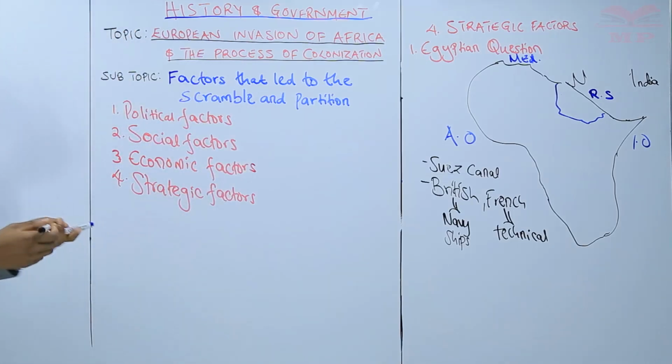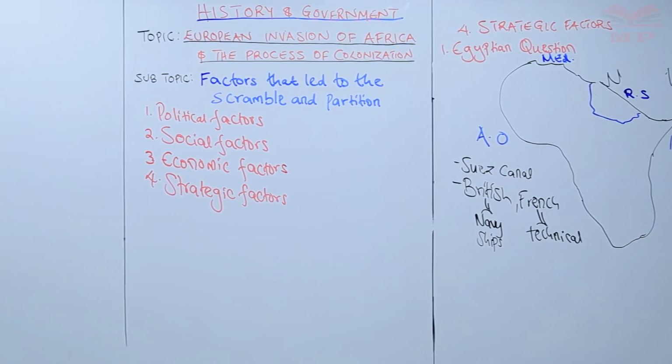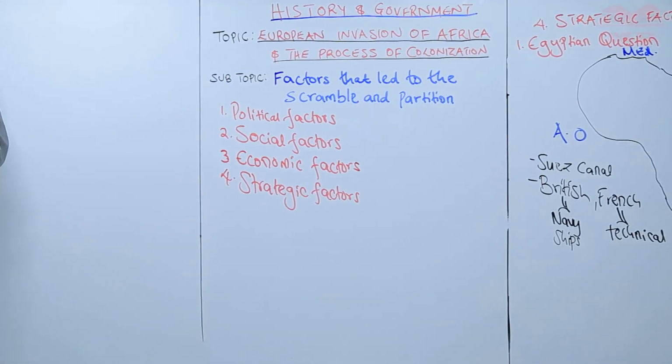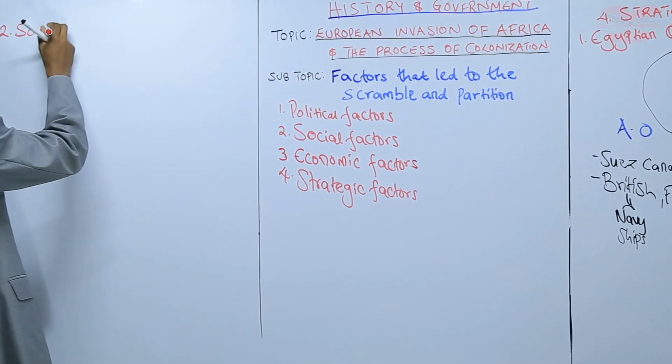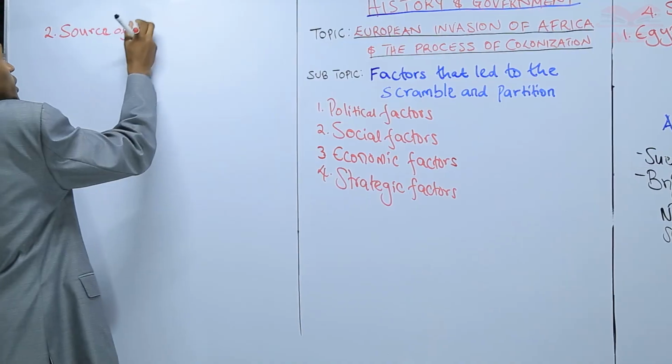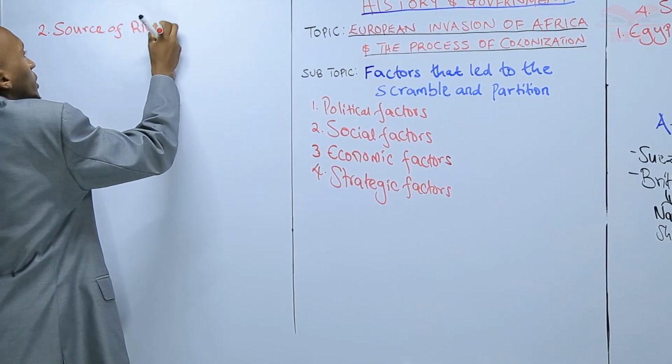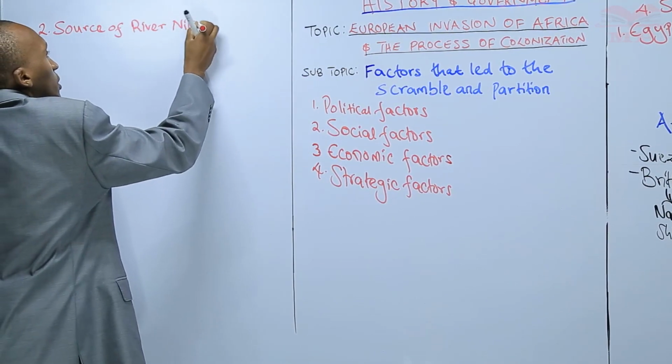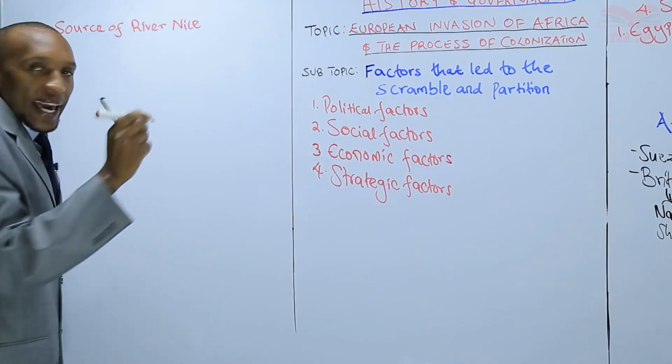Number two, let us look at the next factor that is linked to the Egyptian question. Number two, we talk of the source of river Nile. The source of river Nile.